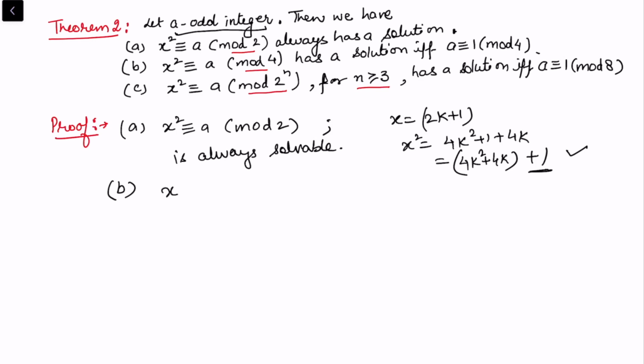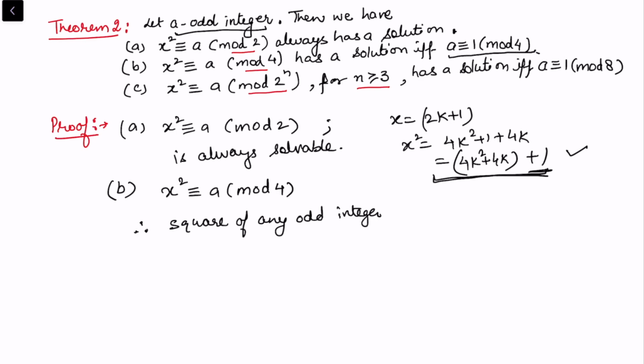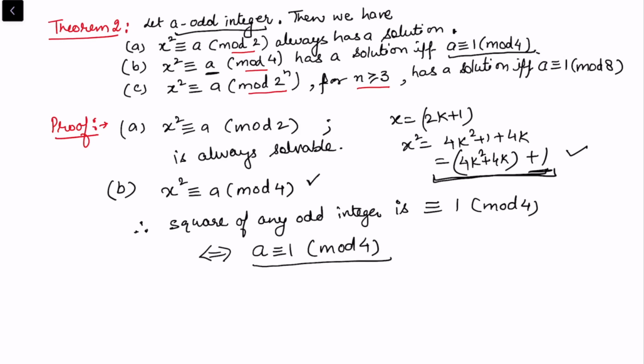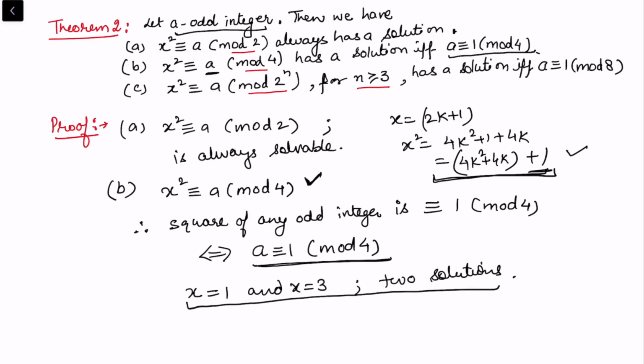In the second result, what I want to prove is whether x square is congruent to a modulo 4 has a solution, and in this case a is congruent to 1 modulo 4. We know from the earlier result that the square of any odd integer is congruent to 1 modulo 4. So whenever this is congruent to 1 and on the right hand side we have a, an odd integer, this will have a solution. Consequently this holds whenever a is congruent to 1 modulo 4. This result is if and only if: if a is congruent to 1 modulo 4, this has a solution, and whenever this has a solution, a has to be congruent to 1 modulo 4. Also, in the reduced class, x equal to 1 and x equal to 3 act as two solutions.